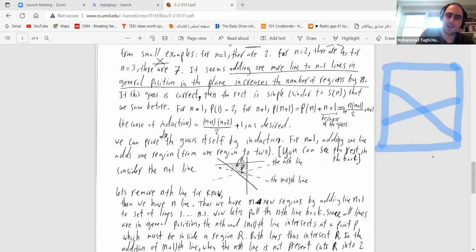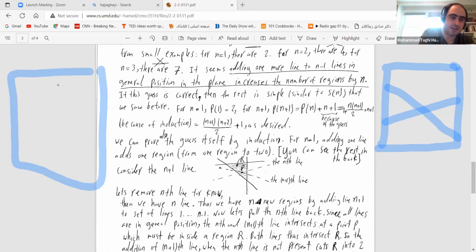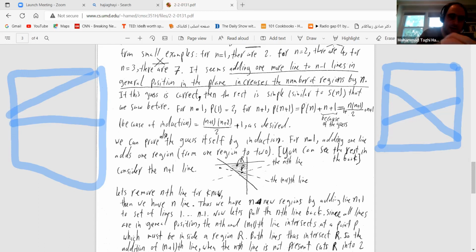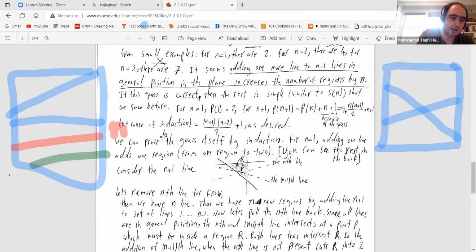Now, let's see what will happen. This is actually an interesting way of proving this. So consider the whole region, and first consider the first n lines in the page. Let me have another one. This is the nth line. And let me add another one. This is the line n plus 1. Good.